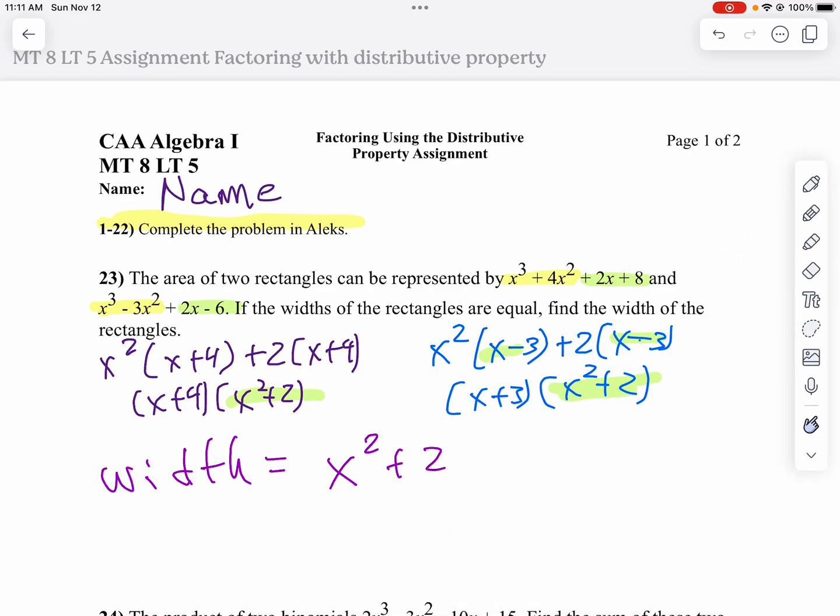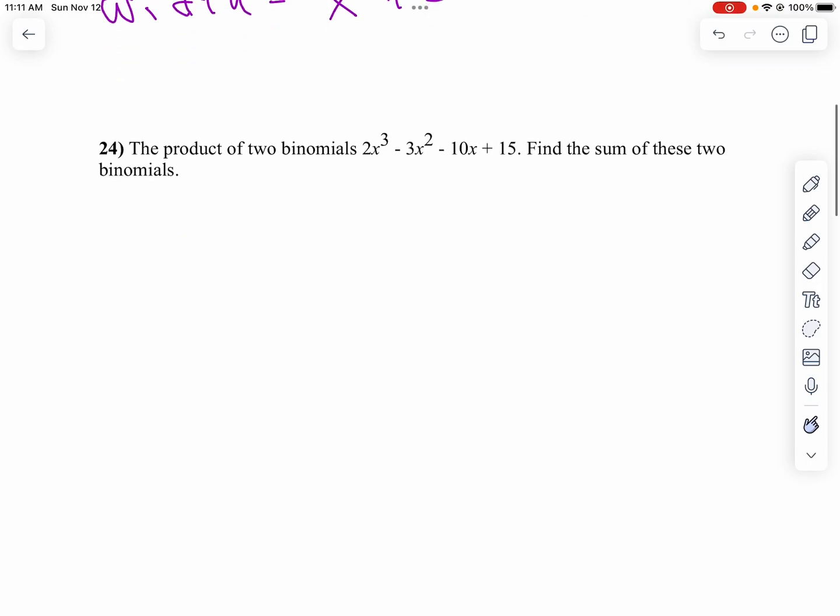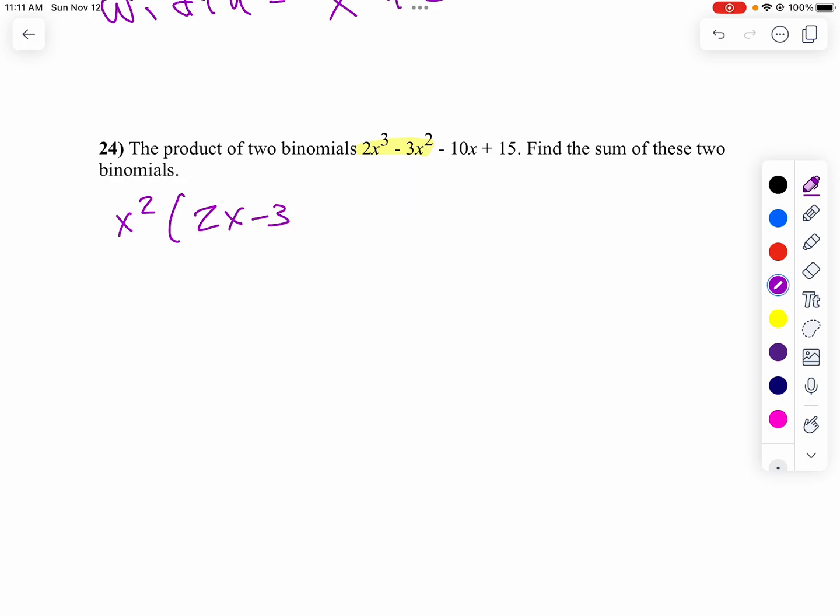Let's take a look at question 24. It says my product is this polynomial. I want to find the sum of the two. So let's factor this again, just like we did before. I'll start with my first two terms, and the common factor between my first two terms is going to be x squared. And then I'll get 2x minus 3.